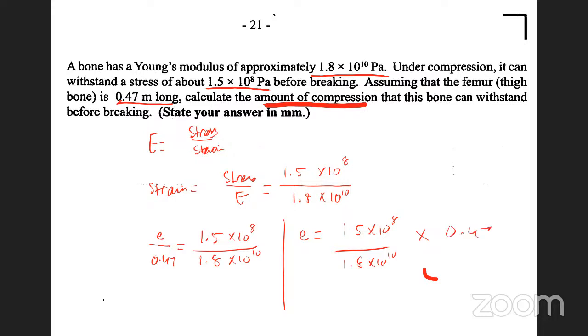Right, so that'll be meters, and then you multiply and you'll get 3.92, you said? So 3.92 millimeters. That's the amount of compression that the bone could handle. Most answers will be close to the real values here.